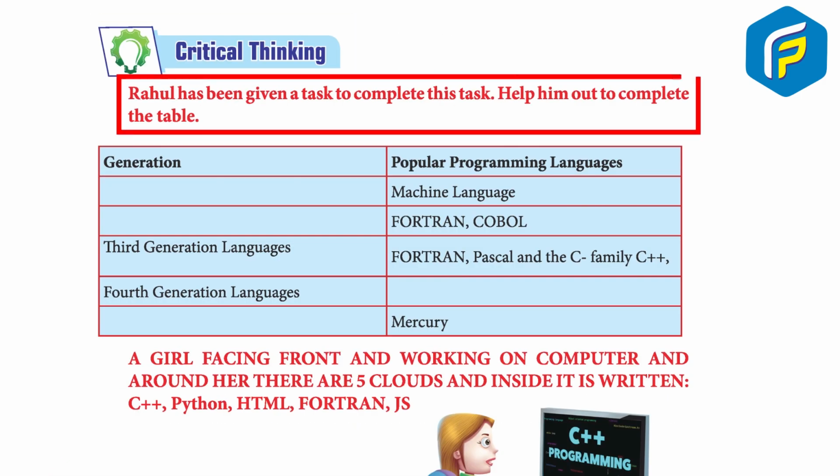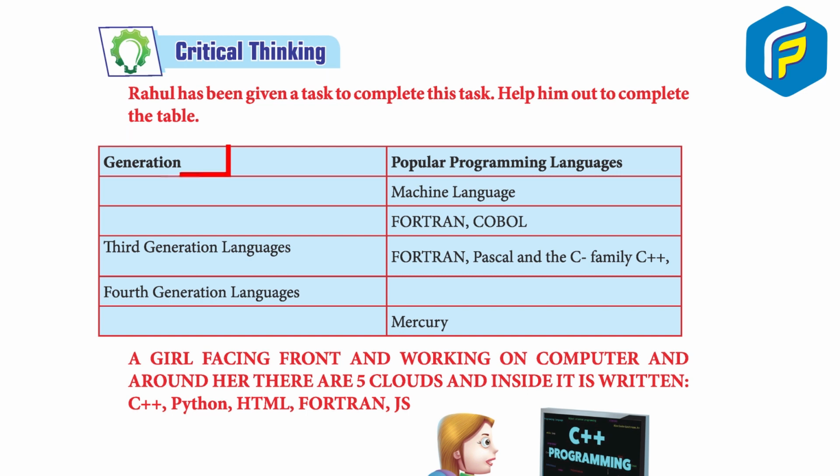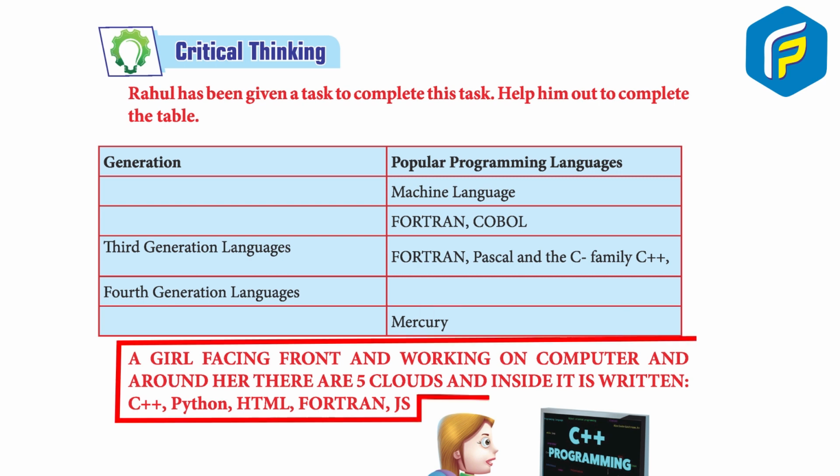Critical thinking. Rahul has been given a task. To complete this task, help him out to complete the table. Generation: first generation language, second generation language, third generation language, fourth generation language, fifth generation language. Popular programming languages: machine language, Fortran, COBOL, Pascal and the C family, C++, Perl, Python, Ruby, SQL, MATLAB, Mercury, Prolog, OPS5. A girl facing front is working on a computer, and around her there are 5 colors with C++, Python, HTML, Fortran, JS written inside.